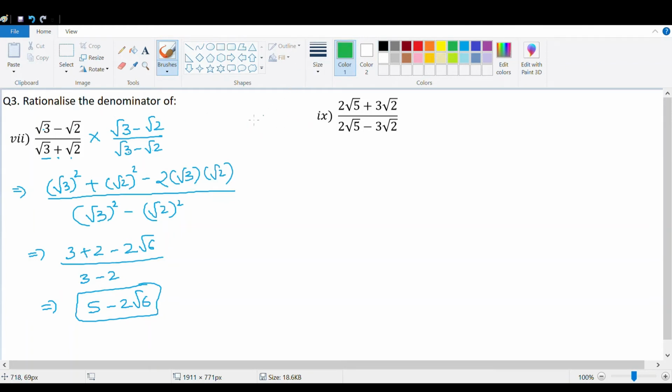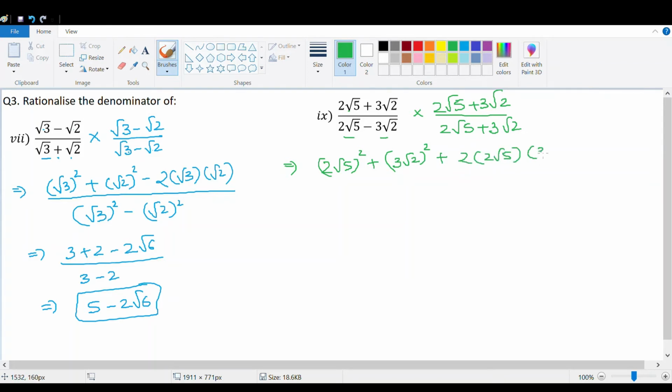The next one is question number 3, part 9. Again, this is in the form x minus y, which means I should multiply it with x plus y. So that's the numerator, and in the denominator also I have x plus y. Now the numerator is in the form (x plus y) whole square, which means this would be (2 root 5) whole square plus y square, which is (3 root 2) whole square, plus 2 times x into y, which means 2 times 2 root 5 multiplied with 3 root 2. And in the denominator, I have (2 root 5) whole square minus (3 root 2) whole square.